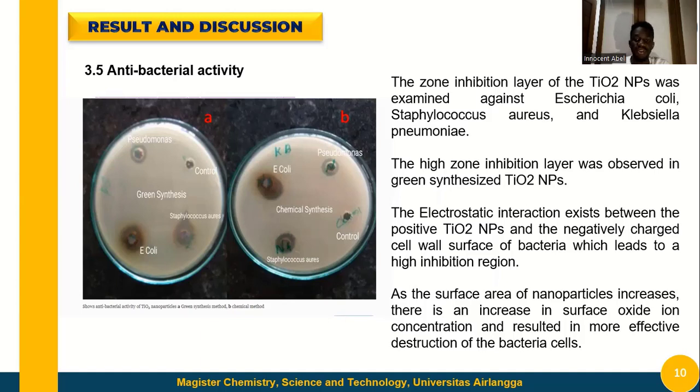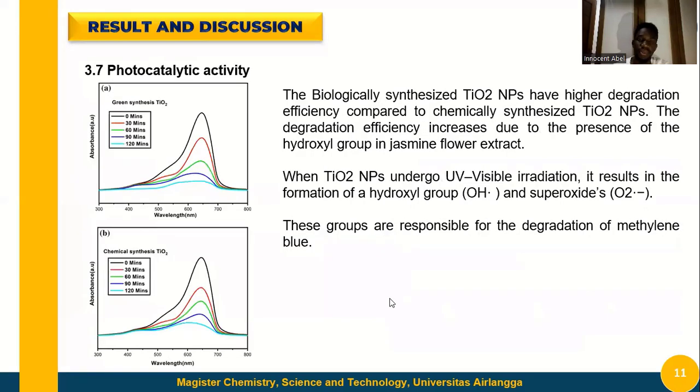As the surface area of the nanoparticle increases, there is an increase in surface oxide ion concentration, which results in more effective destruction of the bacterial cells. As it can be seen, this is the green synthesis, and this is the chemical synthesis.